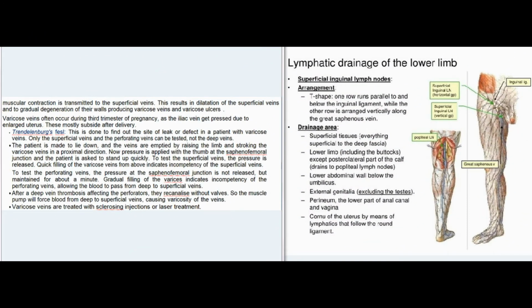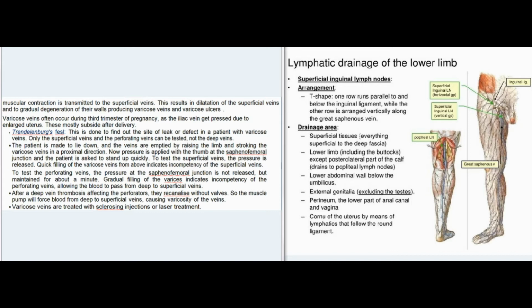Muscular contraction is transmitted to the superficial veins. This results in dilatation of the superficial veins and gradual degeneration of their walls, producing varicose veins and varicose ulcers. Varicose veins often occur during the third trimester of pregnancy, as the iliac vein gets pressed due to the enlarged uterus. These mostly subside after delivery.